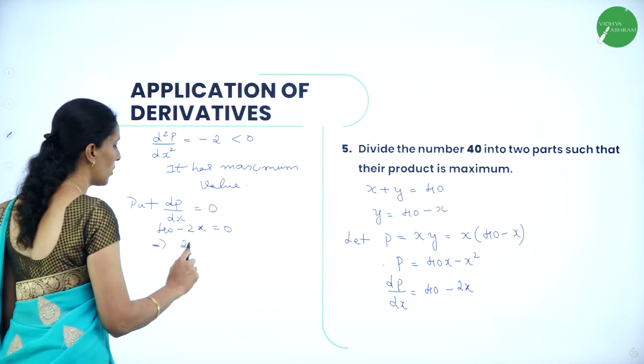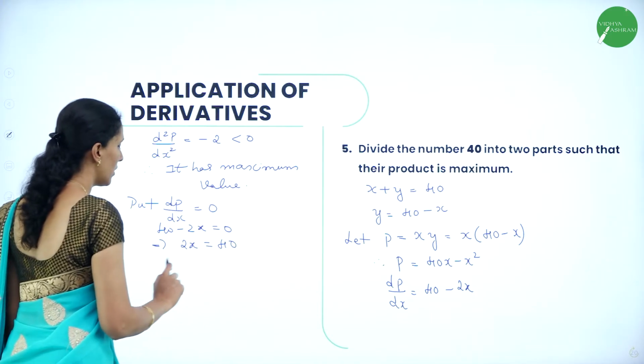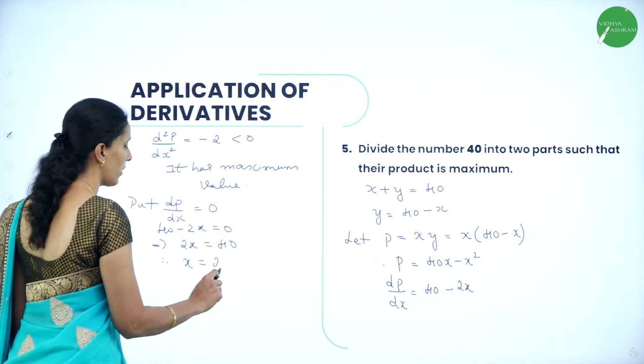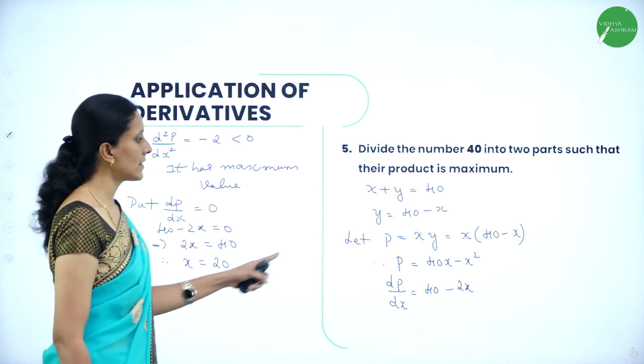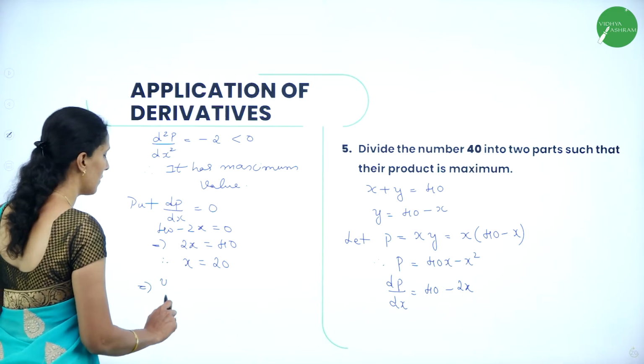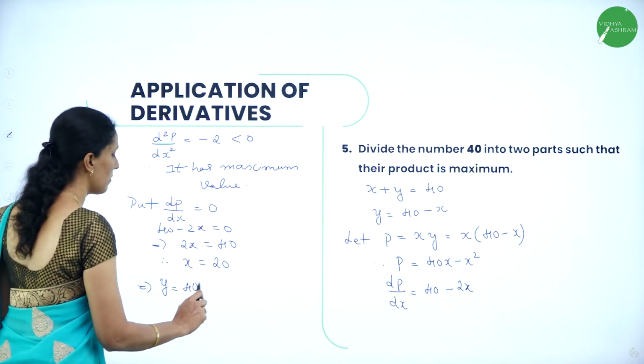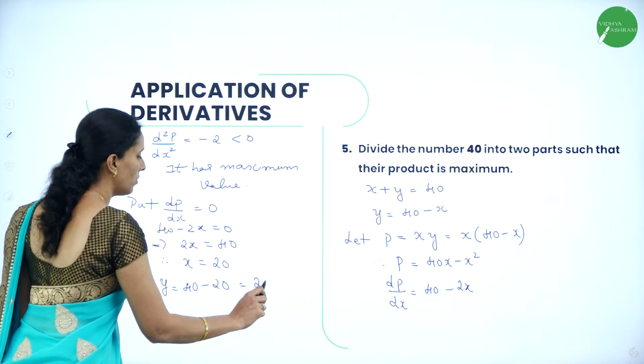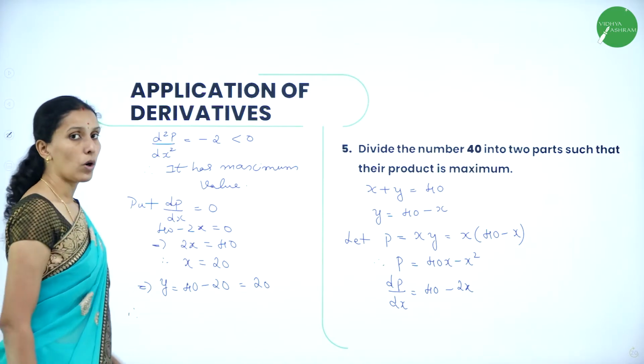This implies 2x is equal to 40. Therefore, x is equal to 20. So we got x is equal to 20. Now what is y? This implies y is equal to 40 minus 20 is equal to 20. So therefore, what are the numbers?